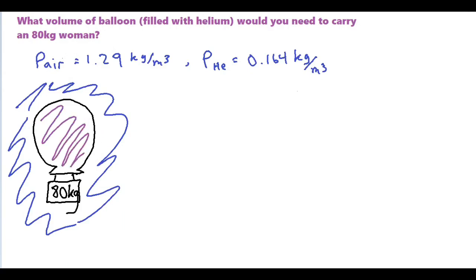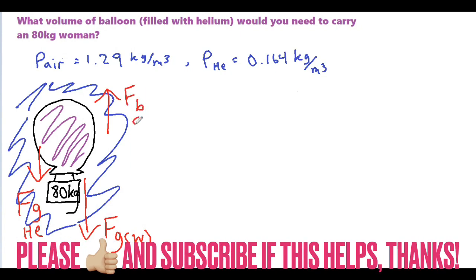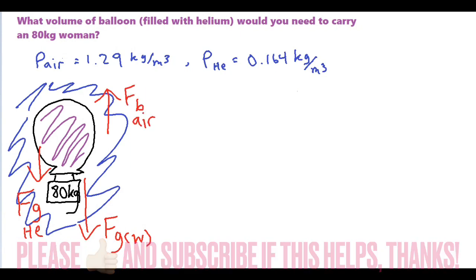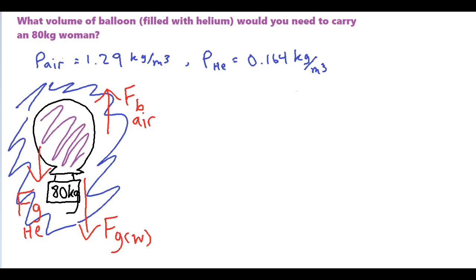balloon itself. So if we take a look at this whole system of the 80 kilogram woman and the basket together with the balloon, assuming that it's massless, and then the helium in the inside, we can go ahead and draw all the forces that are going on. So we have the force of gravity for the woman. I'll put a W. We have an Fg for the helium, and then we also have that upward buoyant force from the air. So we have three forces that we're going to be dealing with.